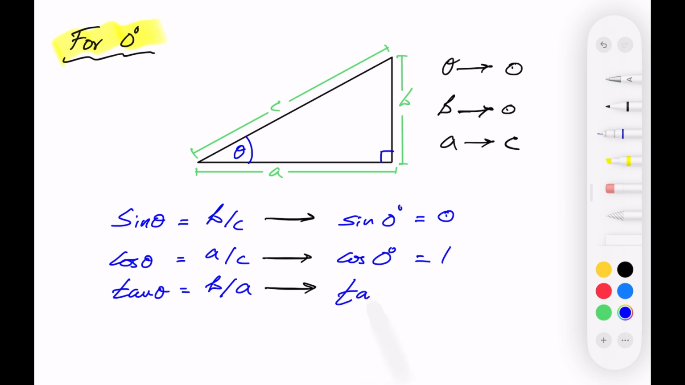Tangent 0. Tangent theta was defined as B over A. As theta approaches 0, we know that B approaches 0. Therefore, tangent 0 degrees should be equal to 0 divided by A, which is equal to 0. So we just derived sine 0 degrees, cosine 0 degrees, and tangent 0 degrees. Try to remember that sine 0 degrees is equal to 0, cosine 0 degrees is equal to 1, tangent 0 degrees is equal to 0.